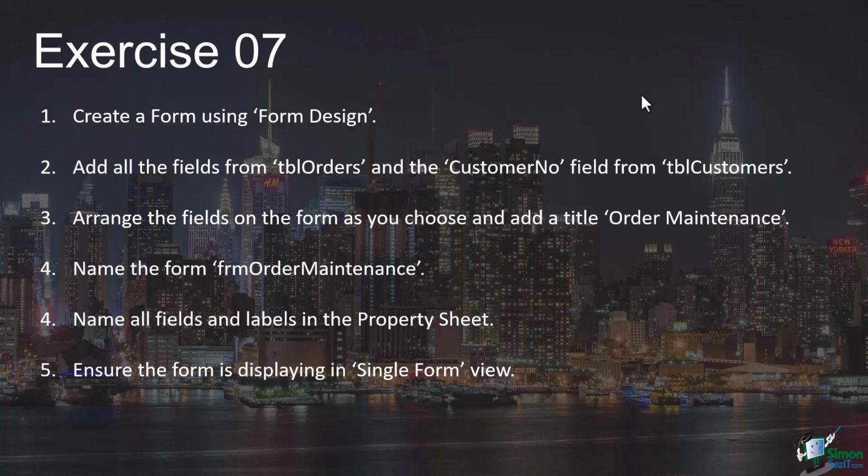And I'd like you to make sure that you name all of the fields and labels in the property sheet. And also ensure that the form is displaying in single form view. Once you've done all of that, switch into Form View and just take a look at your form and make any changes as required. So see how you get on with that. If you'd like to see my answer, then please keep watching.